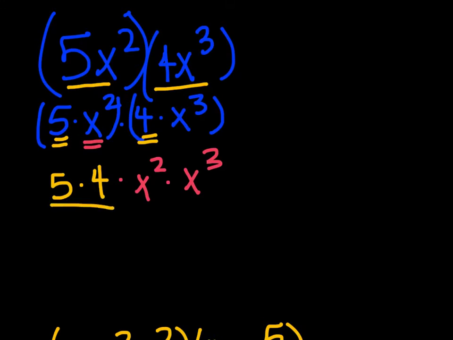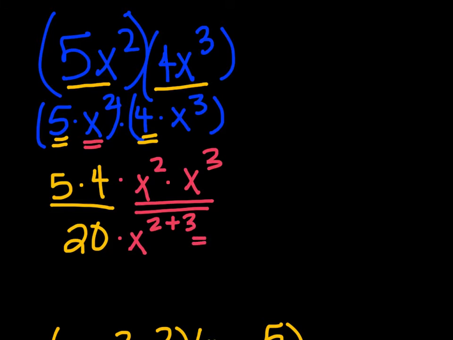When we do the math, 5 times 4 is 20. And then this is where we're going to get confused. X squared times x to the third. Let's think of our exponent properties. This is from our multiplying exponents properties. Essentially what we're going to be doing is we're going to say x squared plus 3. Or in other words, we have 20 times x to the fifth.